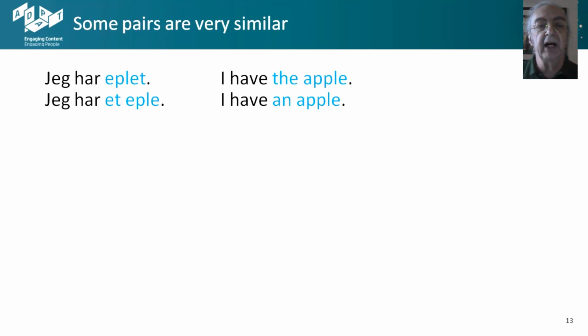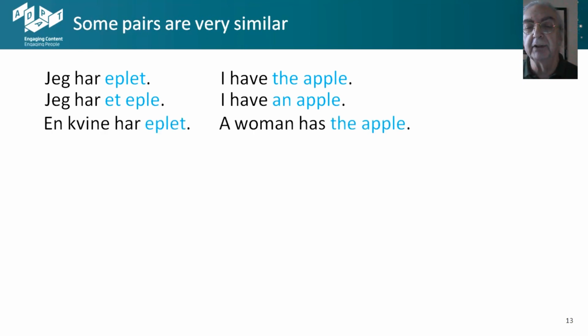For example, we have these two sentences with apple. I have the apple, I have an apple, which are different in Norwegian, but we don't know which is which. We have eplet and et eple, but we don't know which is the apple and which is an apple. But we do know that en kvinne har eplet is a woman has the apple. So that tells us that eplet is the apple and et eple is an apple.